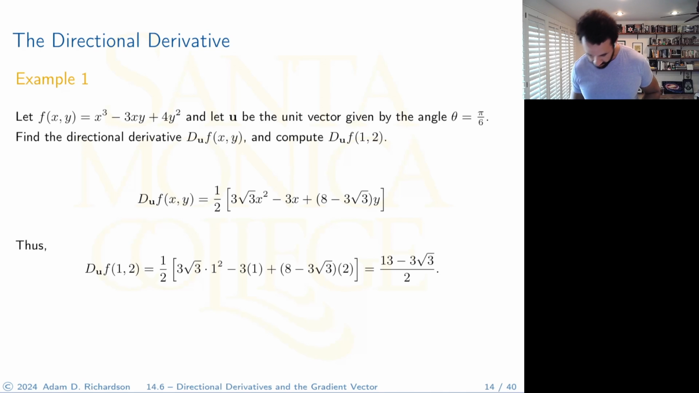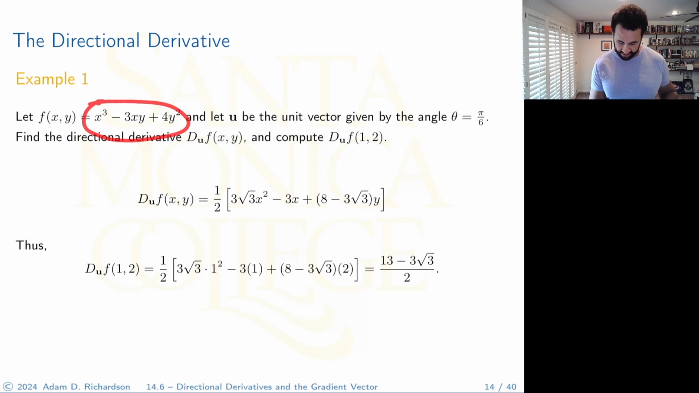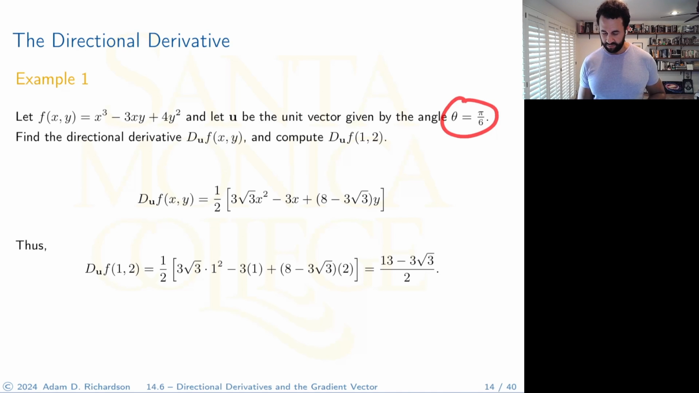Just to reconnect what we just did here, we found the slope of the tangent line to the graph of this function at the point (1, 2) in the direction of the vector u, the vector u that makes an angle pi over 6 with the positive x-axis. So that's what we just did. We did actually find the slope of a tangent line here. That's really what this thing is.